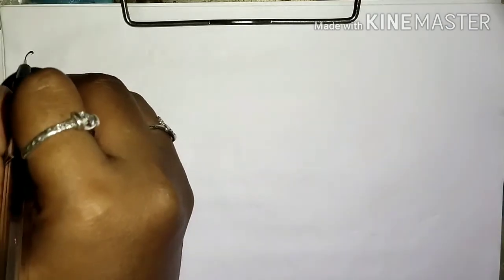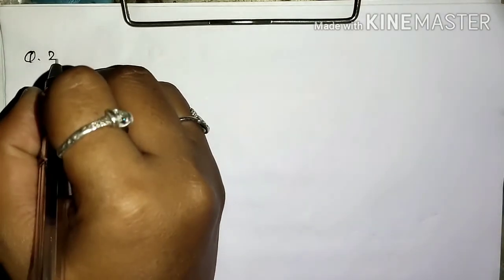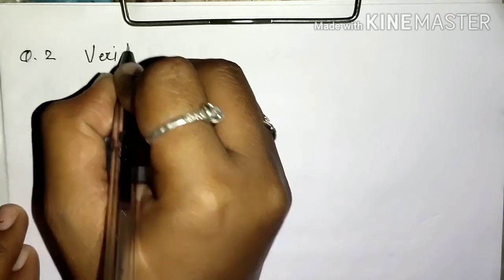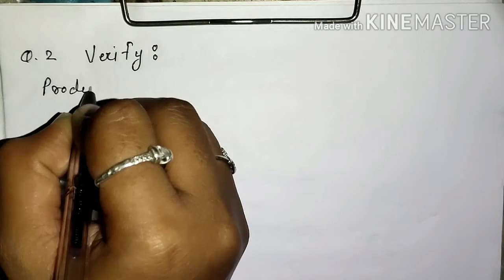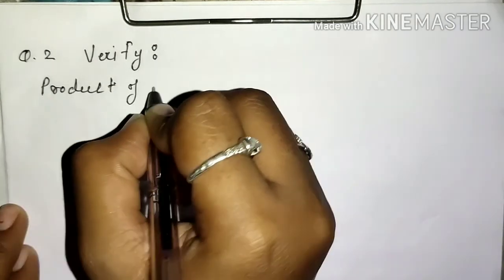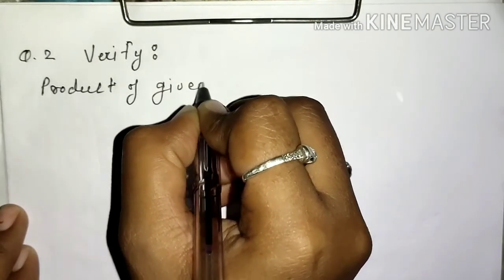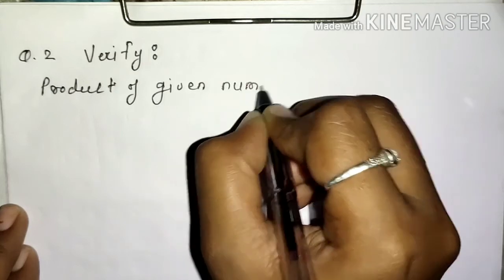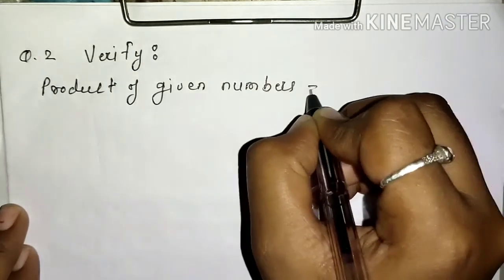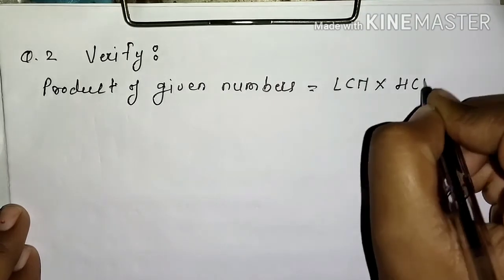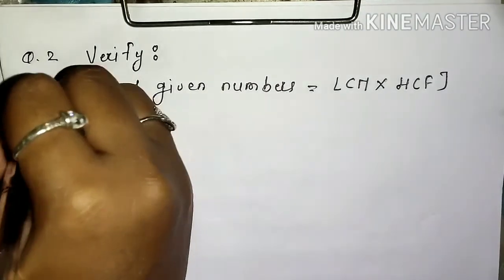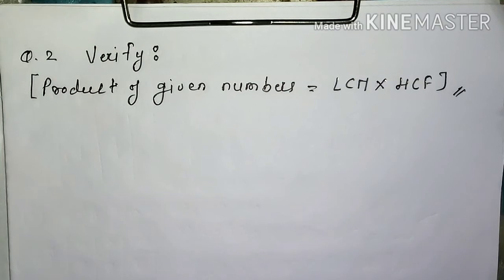Question number 2. We have been given some pairs of numbers and we have to verify the property. Which property? Product of given numbers is equal to its LCM multiply HCF. We have to verify this property.